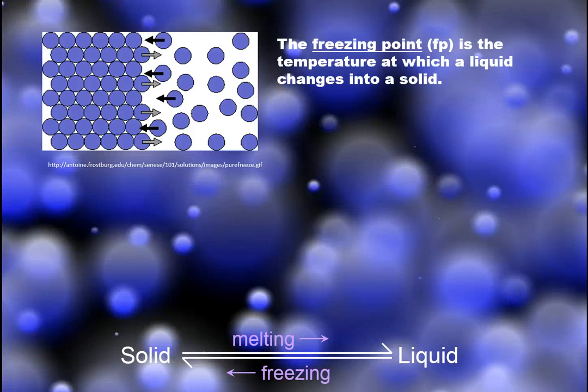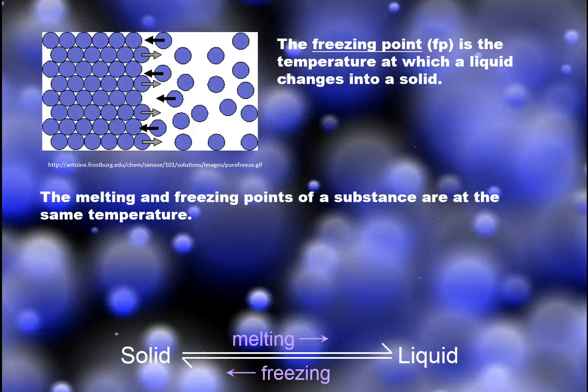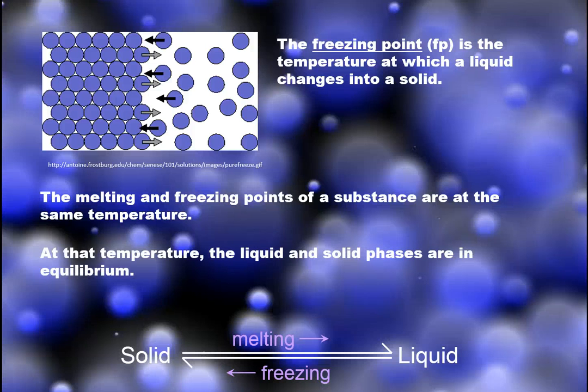The freezing point then is the temperature at which a liquid changes into a solid, and the melting and freezing points of a substance are actually the same temperature. So at that freezing and melting point where you go between the liquid and the solid phases, at that particular temperature, the liquid and solid phases are in a dynamic equilibrium.